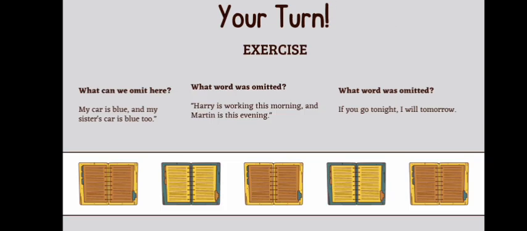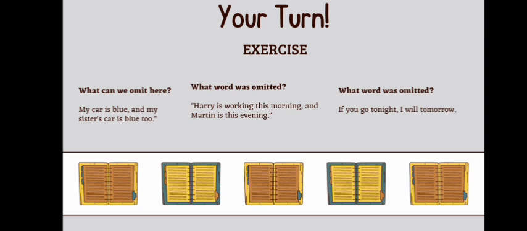Alright, well, now it's your turn to do some exercises in regard to ellipsis. Let's see the first sentence. What can we omit here? My car is blue, and my sister's car is blue too. Well, the expression that we can omit in this sentence is the word blue. My car is blue, and my sister's car too.